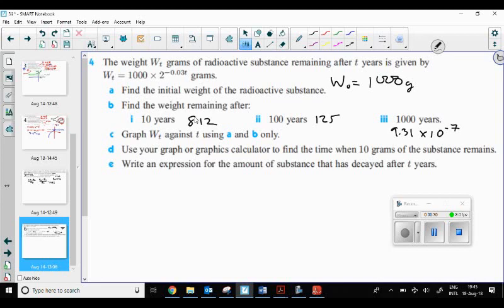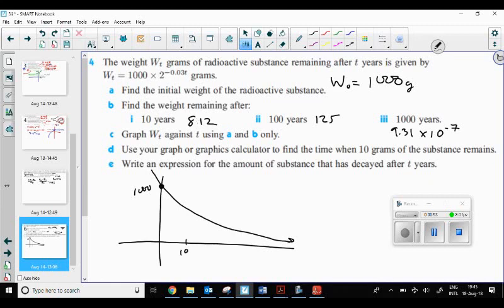They ask us to graph this. It says using A and B only. In other words, just using the information that we have so far. So without any technology, I know that when x is 0, y should be 1,000. And it's exponentially decaying. I can just plot the other 3 points if I wanted to. This is 10, 812. Somewhere way out here is going to be 100, and 125. And somewhere way out here is going to be, I don't know, we'll skip a little, and we can have 1,000.